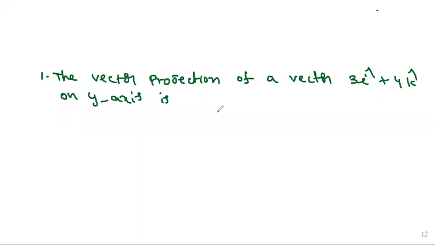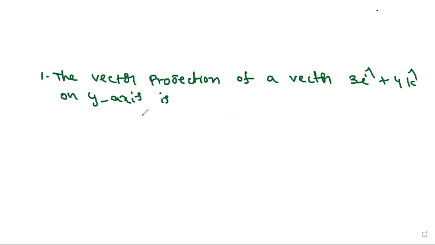The vector projection of the vector 3 i cap plus 4 k cap on the y axis. They are asking for the projection on the y axis. Projection on the y axis in the sense the y component. Projection on the x axis means x component. Projection on the y axis, y component. Projection on the z axis, z component.